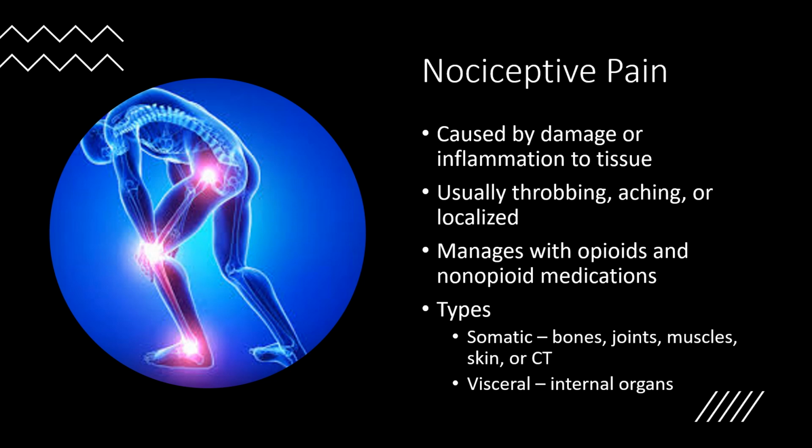So the different types, so there's somatic, so this is in bones, joints, muscles, skin, or connective tissue. And then there's visceral, which is our internal organs such as the stomach or intestines. This can also cause referred pain in other locations of the body separate from the stimulus.